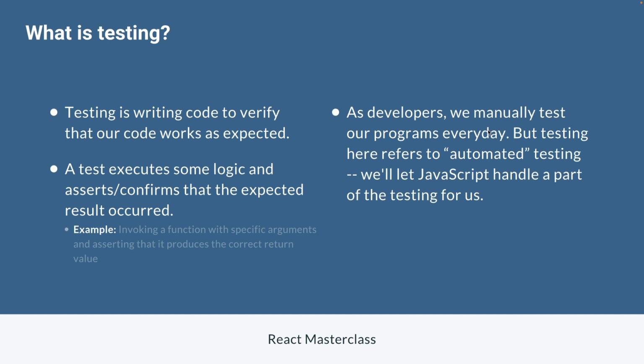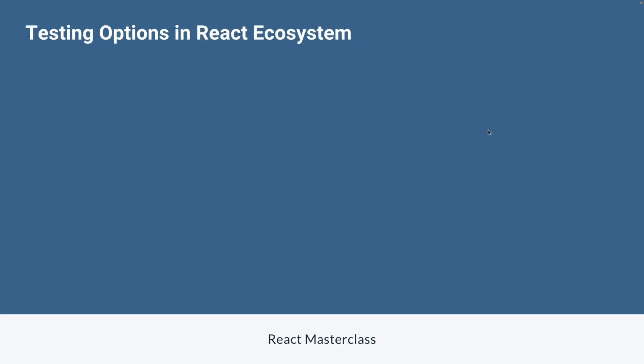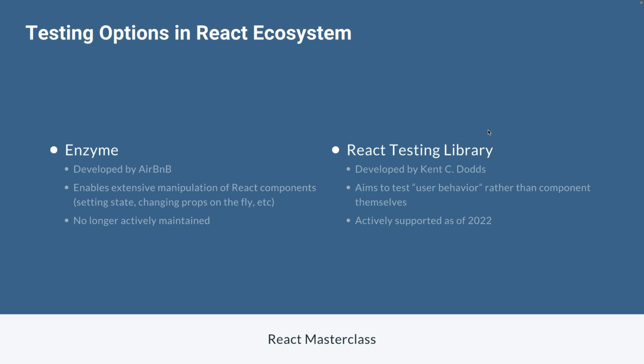So here are some of the technologies we're going to be using in this section. We're going to be using the Jest test runner from Facebook, and we're also going to be using the React Testing Library from Kent C. Dodds. So let's talk a little bit about these technologies and what exactly they do. So first up, let's talk about the two primary testing options in the React ecosystem.